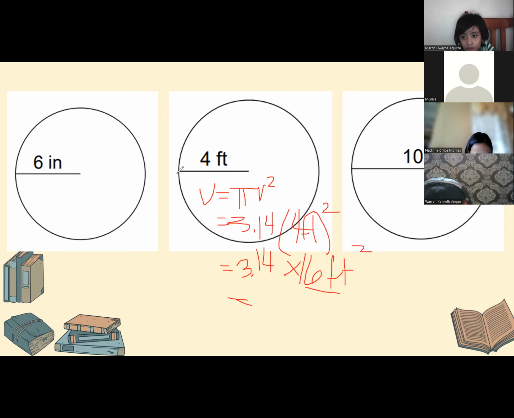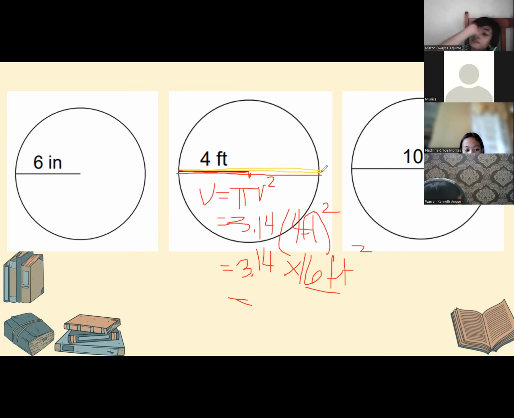This 4 feet here is actually the radius of a circle, okay? In a circle, there is a diameter. When you see diameter, that is the equal half of a circle. Now, in a diameter, can you see? I will use another color. I'll use yellow lines here. That yellow line is the diameter, meaning the half.